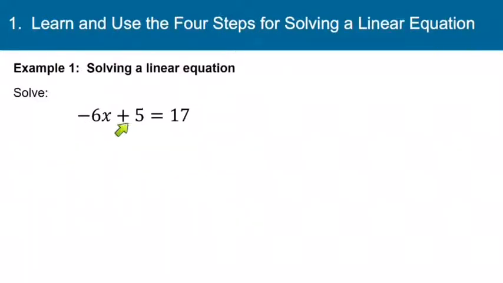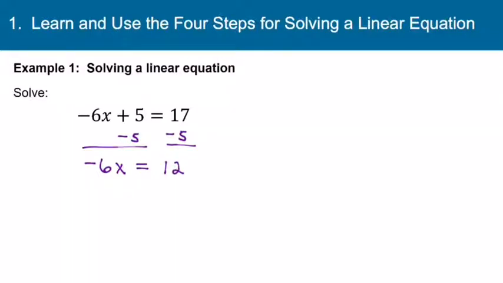So the way to get rid of plus 5 is to put minus 5 on each side. So I'll just subtract 5 from each side, and then we combine like terms. Negative 6x plus 5 minus 5 adds up to negative 6x. On the right side, 17 minus 5 adds up to 12.